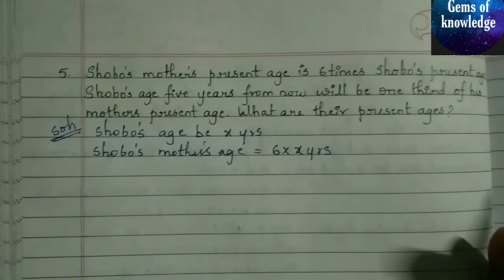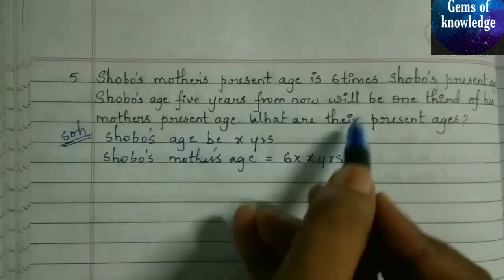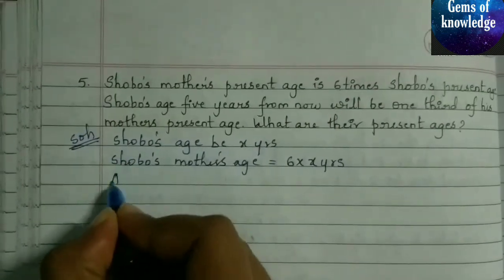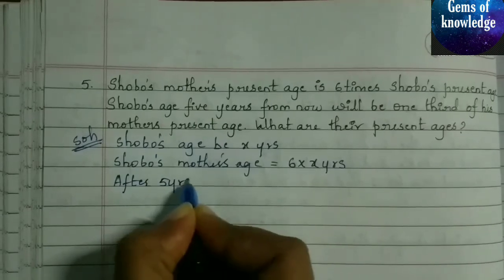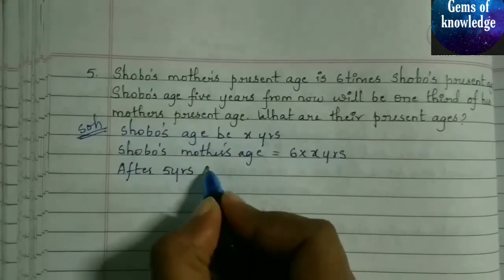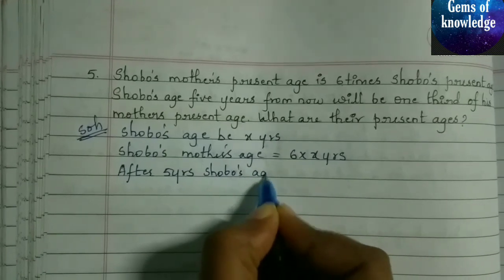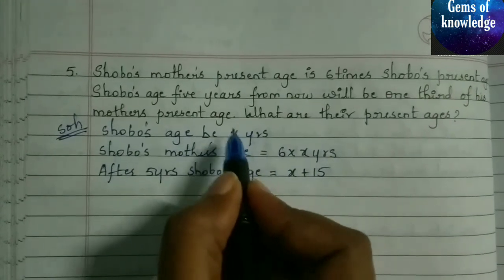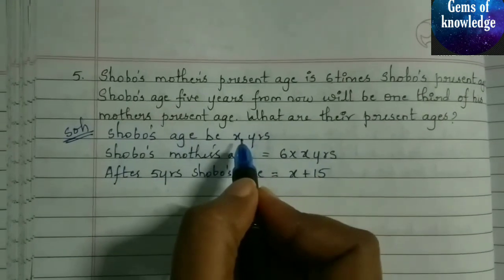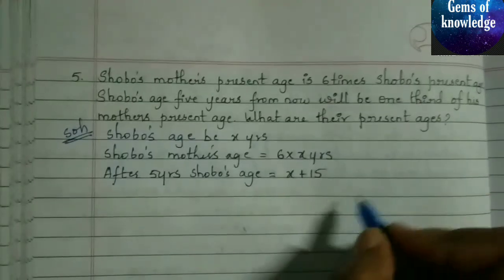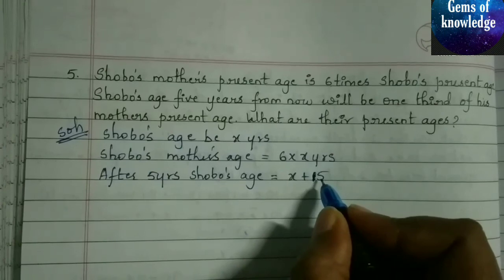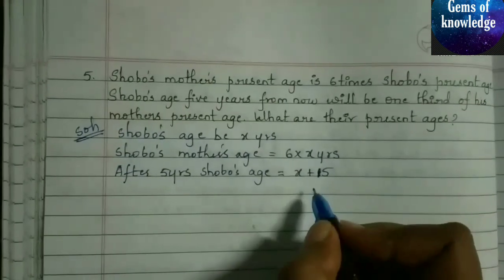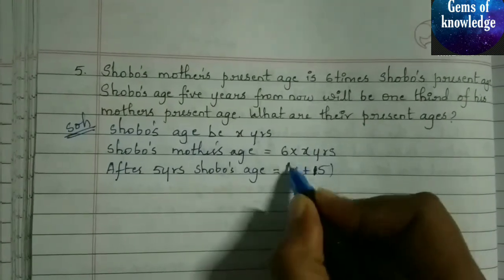Shobhu's age 5 years from now will be 1/3 of his mother's present age. So according to the question, what will be Shobhu's age after 5 years? If Shobhu is x years old, then after 5 years his age will automatically be x plus 5 years.